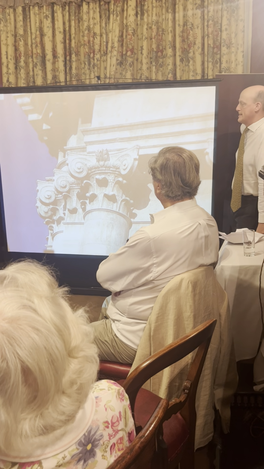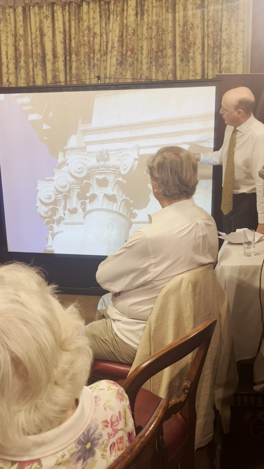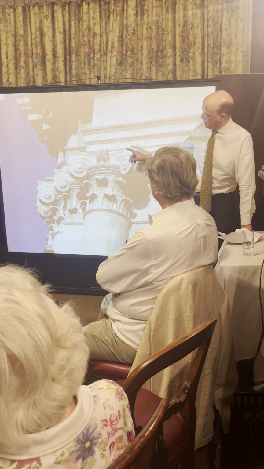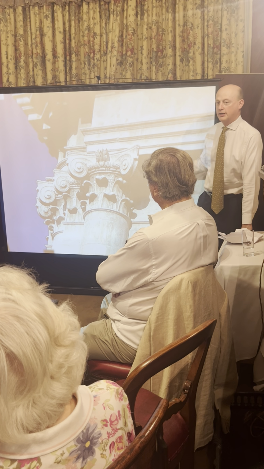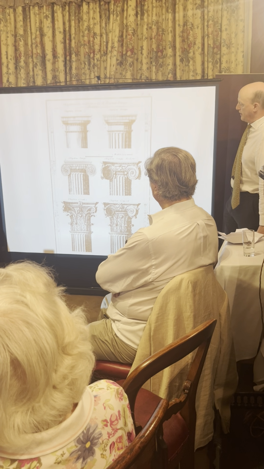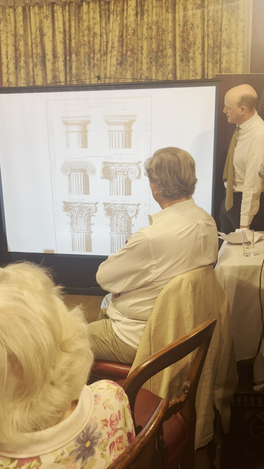Next slide, please. There is another composite column, a modern one, not sure what it's from, but you can see, when you see one, you know it. Composite, big volutes. Next slide, please. And there we are putting them all together.